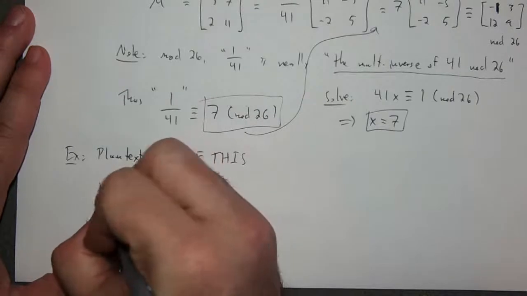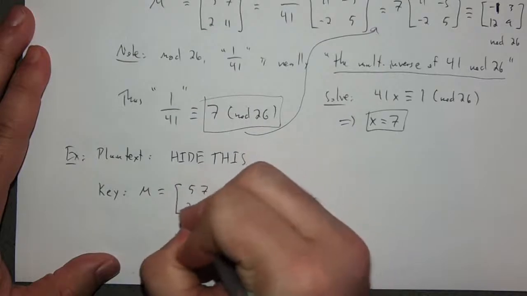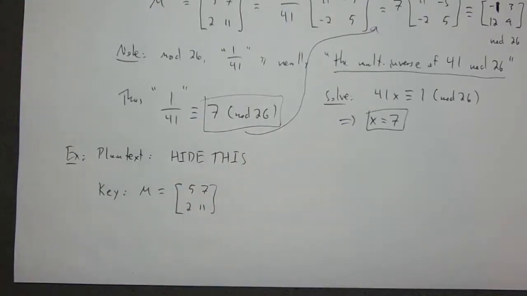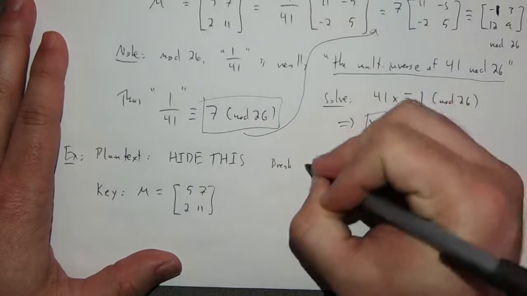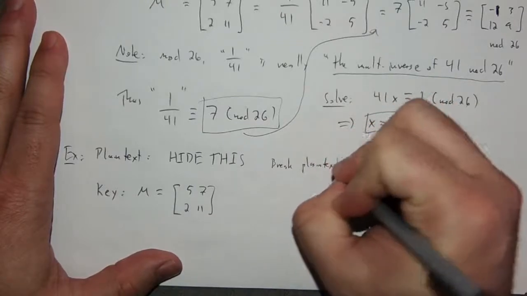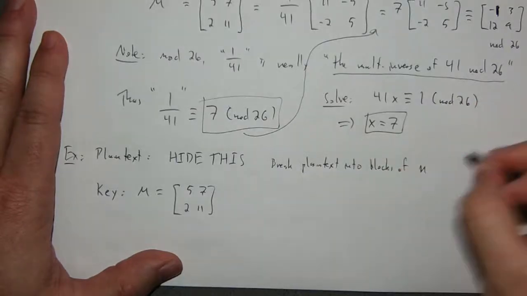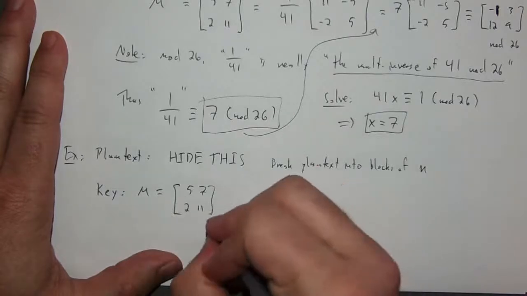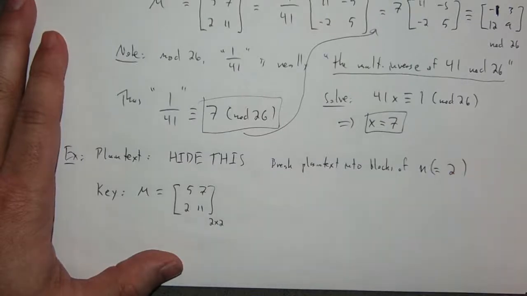Okay. My key is M, which is my matrix 5, 7, 2, 11. All right. So then how does this work? Okay. So I break plain text into blocks of n, which in my case, since M is a 2 by 2, this little n is 2. All right, so I break plain text into blocks of 2.